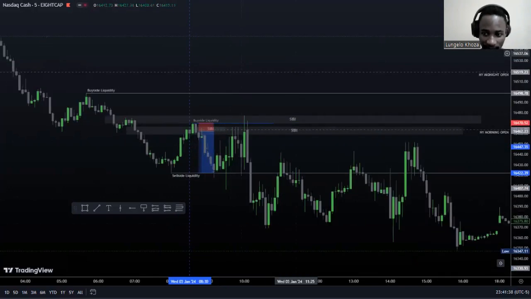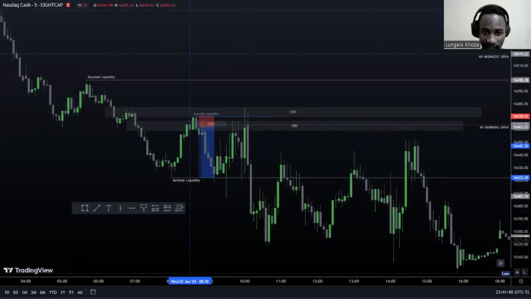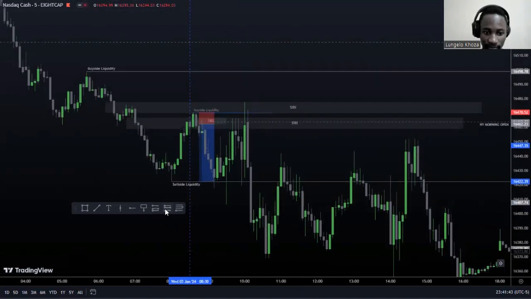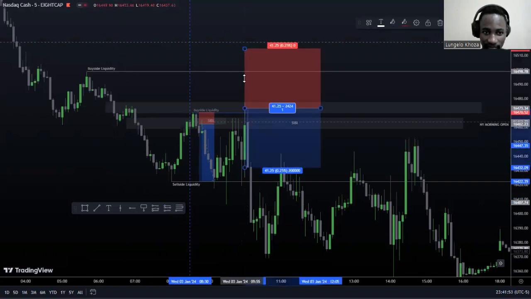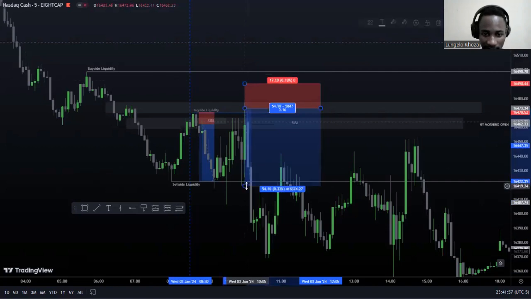So my entry was going to be after this liquidity is taken here, and I know this is a CB. I was gonna place my entry on this half of the CB, my stop loss above here, my take profit at this low here, because this was a new low. It's not gonna target this one, so that's why it's a nice 4:1.